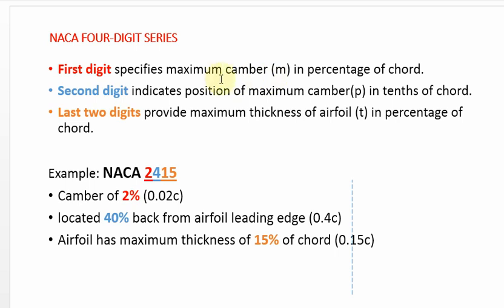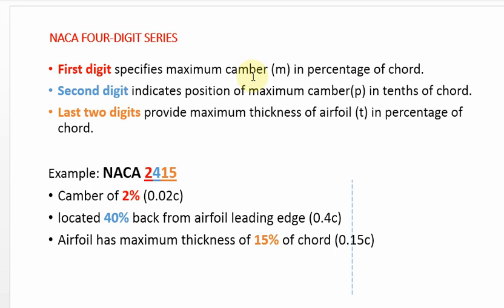So you know the meaning of camber. Camber is nothing but the distance between the mean camber line and the chord line. So first you have to identify the value of the camber for the particular aerofoil. That will be the first position. The first digit indicates the maximum camber in percentage of the chord. Because here we need some reference point, and we take the chord as the reference. With respect to the chord, what is the maximum value of the camber?